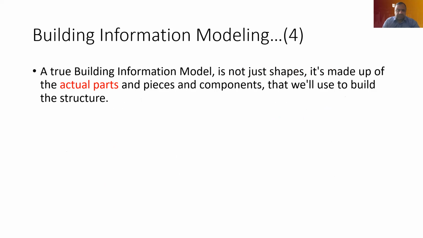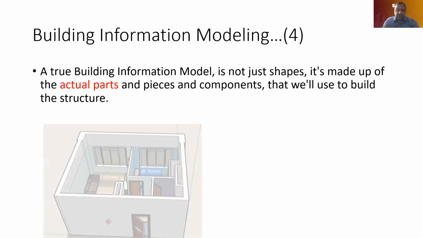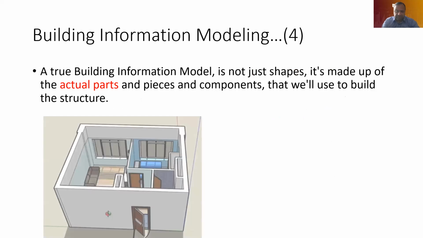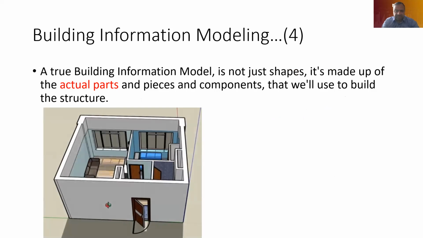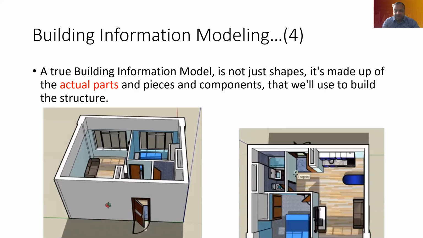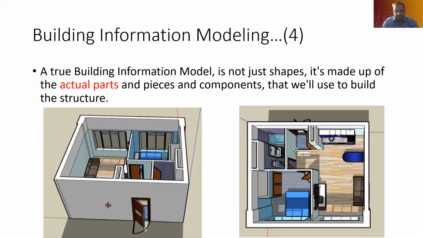A true building information model is not just shapes; it is made up of actual parts, pieces and components that we will use to build the structure. A 3D model can be created by any software or any artistic imagination, but that 3D model may or may not be a building information model unless there is some additional information associated with the components of that model.